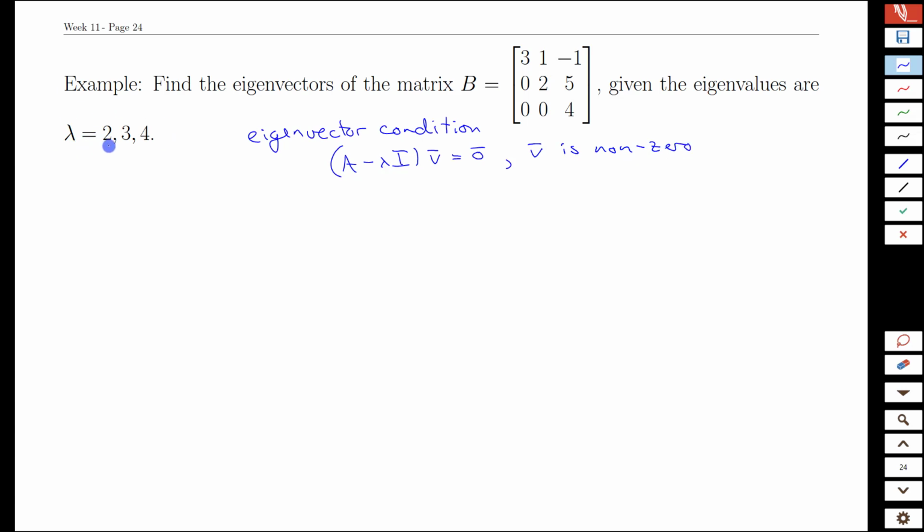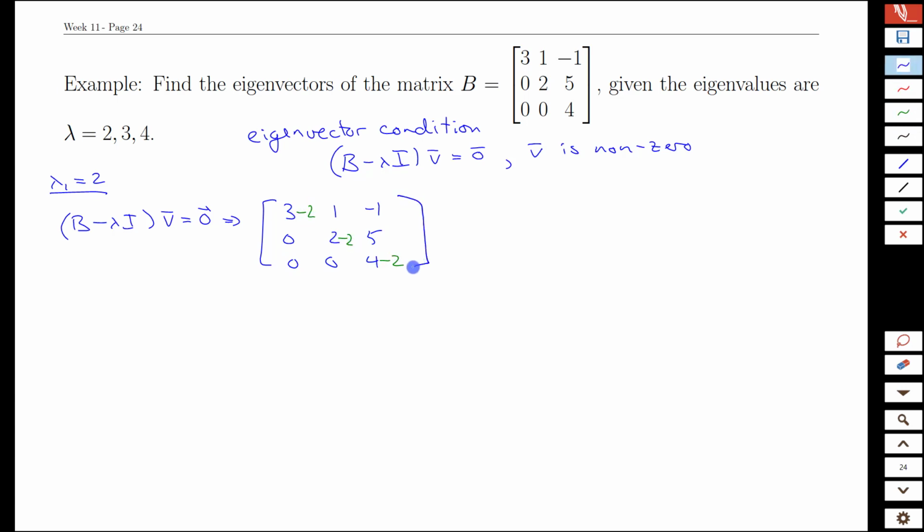All right, let's work through our lambdas in numerical order here. We'll start with 2. So if lambda 1 is 2, we're going to use that in this equation. This is B minus lambda I for this particular instance. We're going to have B minus lambda I times a vector equals the 0 vector. That's the same thing as saying our 3, 1, minus 1, 0, 2, 5, 0, 0, 4, minus 2 down the diagonals, all of that multiplied by our vector v.